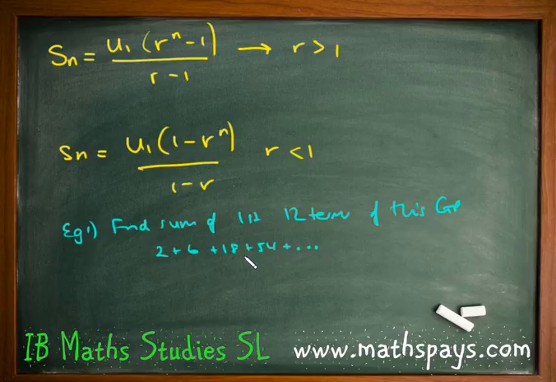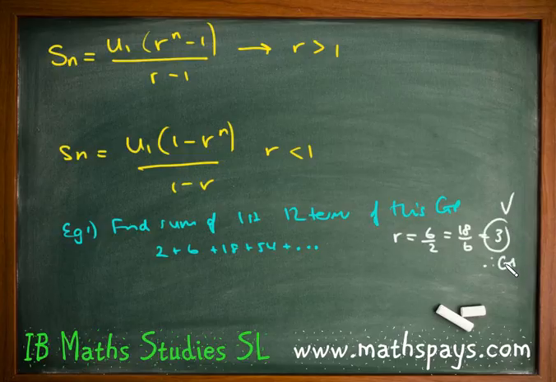So first of all, we are told that this is a GP. We don't need to prove it. Of course, if you wanted to prove it, all I would be saying is r is equal to 6 over 2, which equals 18 over 6, which is equal to 3. Therefore, GP. So if you had to prove it, there you go.